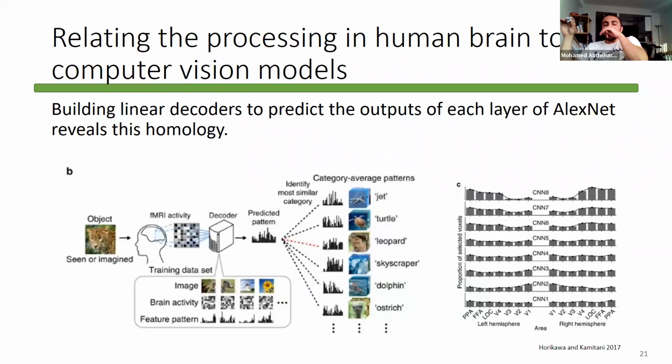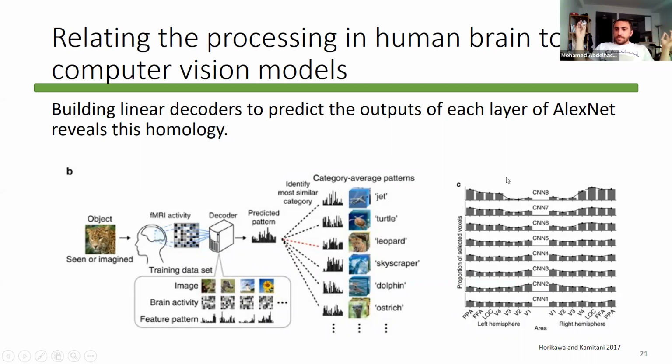Okay, now we have a brain image, or like the brain data that we know processes the image in a certain way. And we have the computer vision model that we know is also processing in a certain way that is quite similar, at least theoretically. But how can we actually test that?